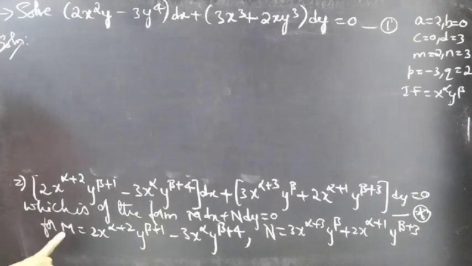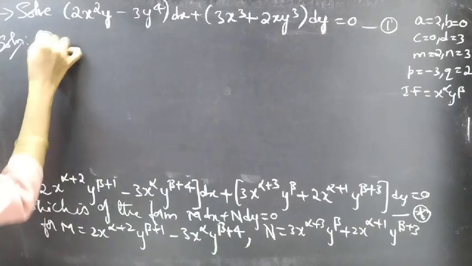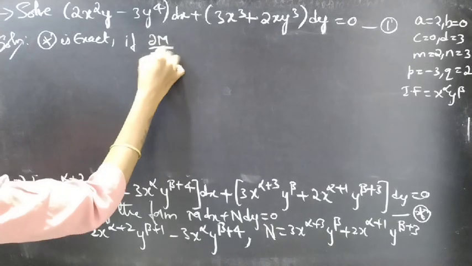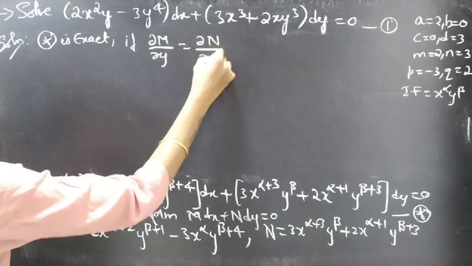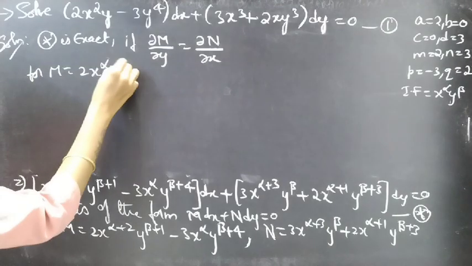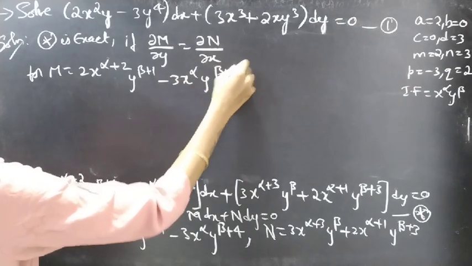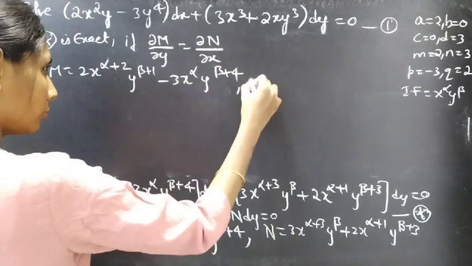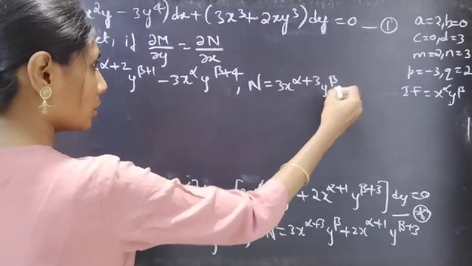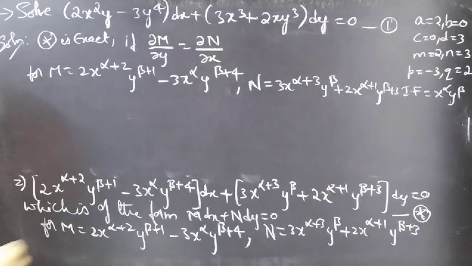Asterisk is exact if the partial derivative of M with respect to y equals the partial derivative of N with respect to x, for M equal to 2x power alpha plus 2 y power beta plus 1 minus 3x power alpha y power beta plus 4, and N equal to 3x power alpha plus 3 y power beta plus 2x power alpha plus 1 y power beta plus 3.